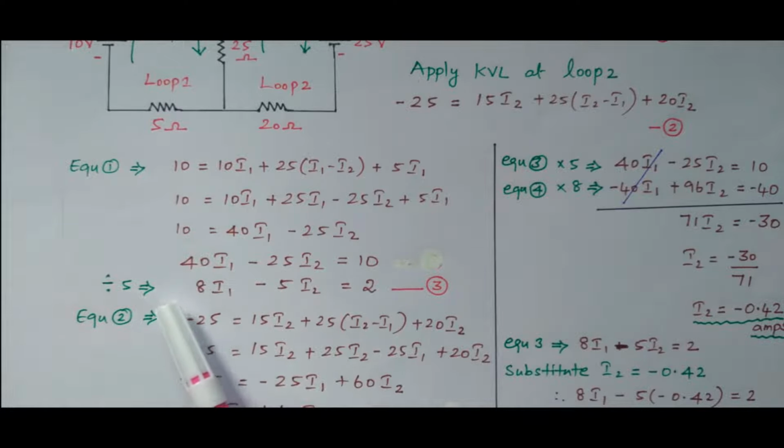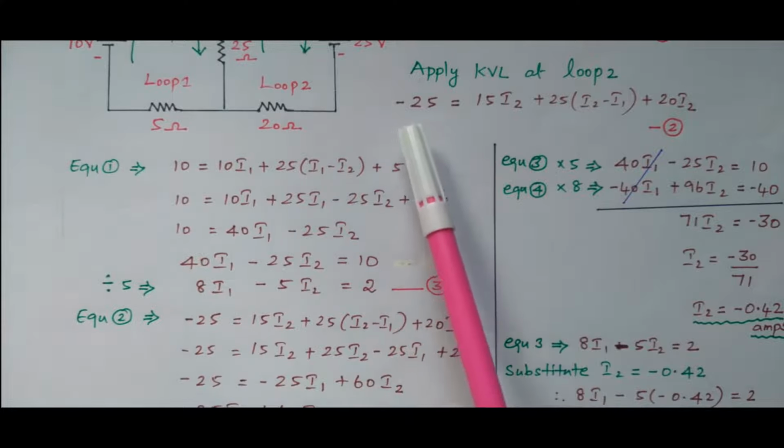So we can divide by 5 so that the equation is further simplified. So 40 divided by 5, 8, 25 divided by 5, 5, 10 divided by 5, 2. Now the simplified form of equation 1 is available: 8 I1 minus 5 I2 equal to 2. We take this as equation number 3. So step by step the equation is reduced and finally we got this simplified equation.